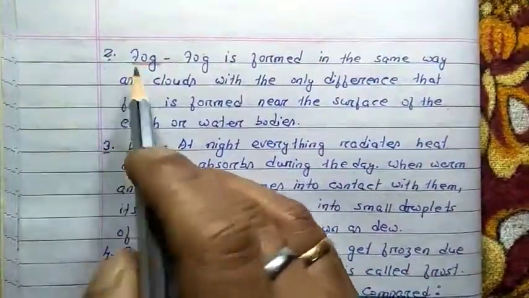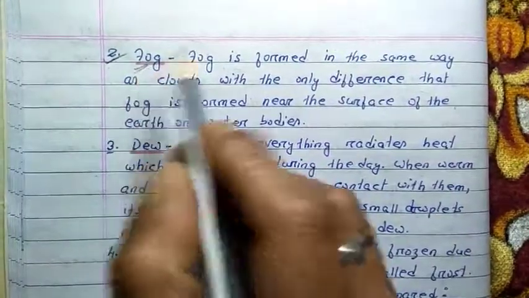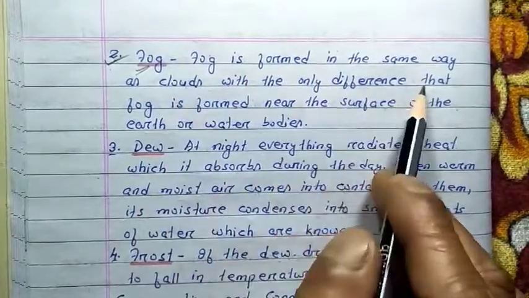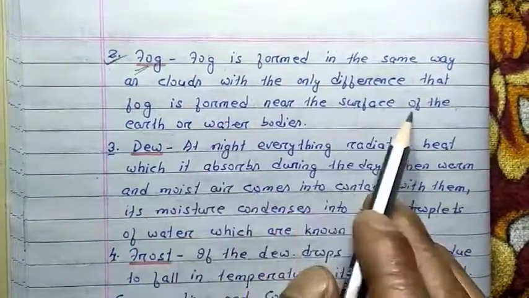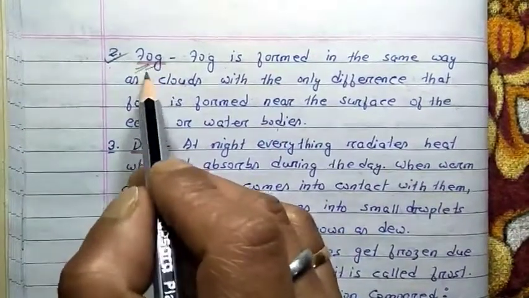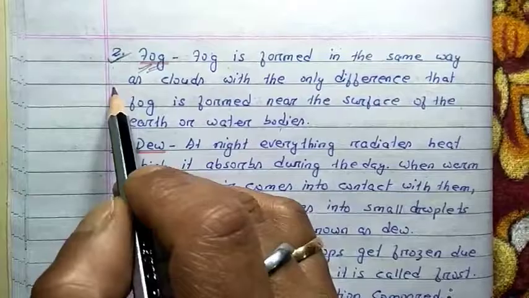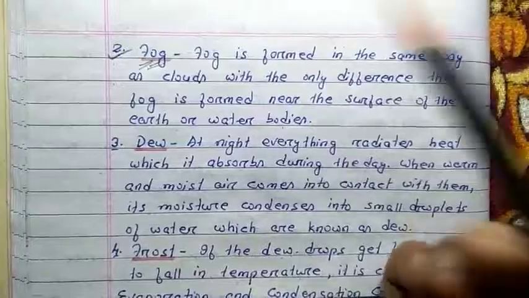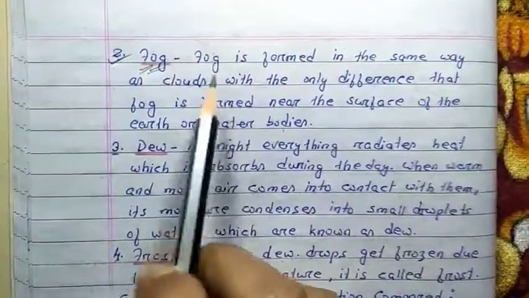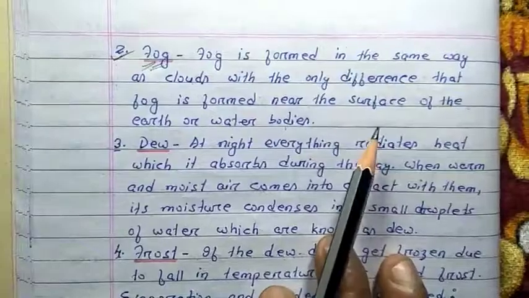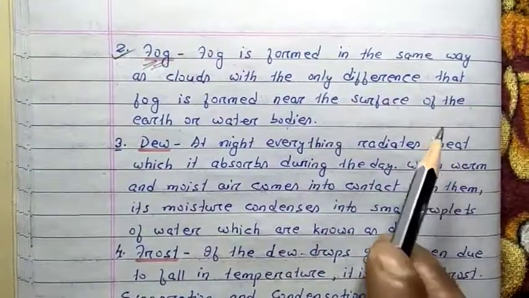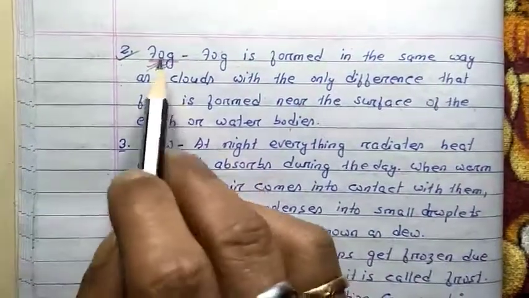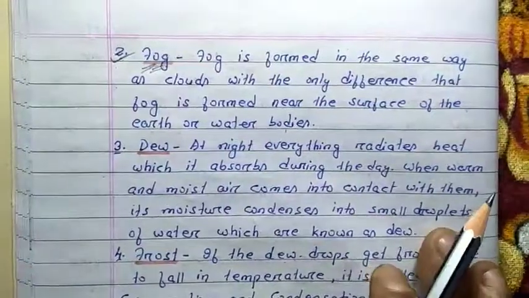The second type of condensation is fog. About this also you have heard, you have seen. Fog is formed in the same way as clouds, with the only difference that fog is formed near the surface of the earth or water bodies. We can say the formation of fog as well as clouds is same. Just the difference is cloud is formed at the upper layer of the atmosphere and fog is formed on the lower layer of the atmosphere. It is found generally with the earth's surface or with the surface of the water bodies. I think you have seen during the winter season at night or even during the morning time, this fog is generally formed over the earth's surface.